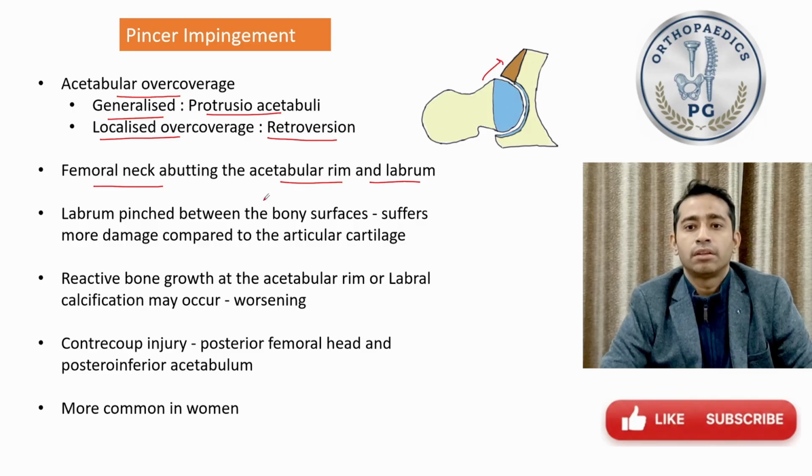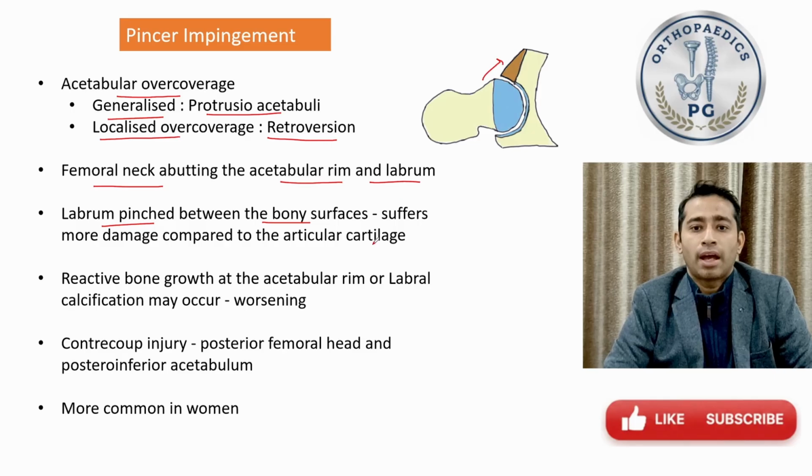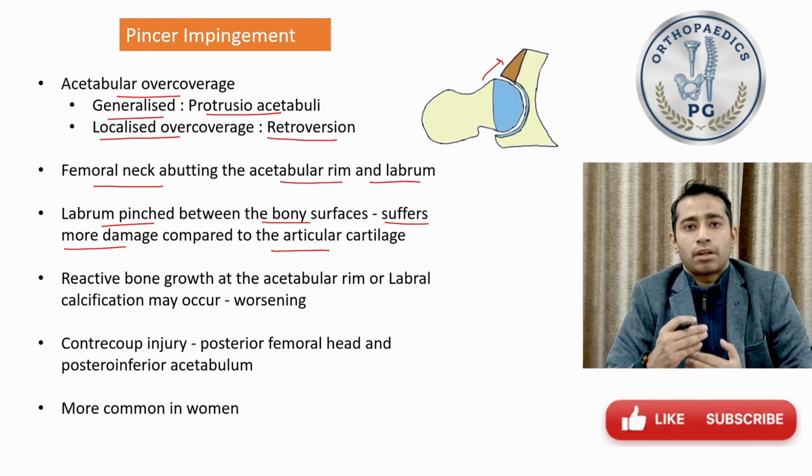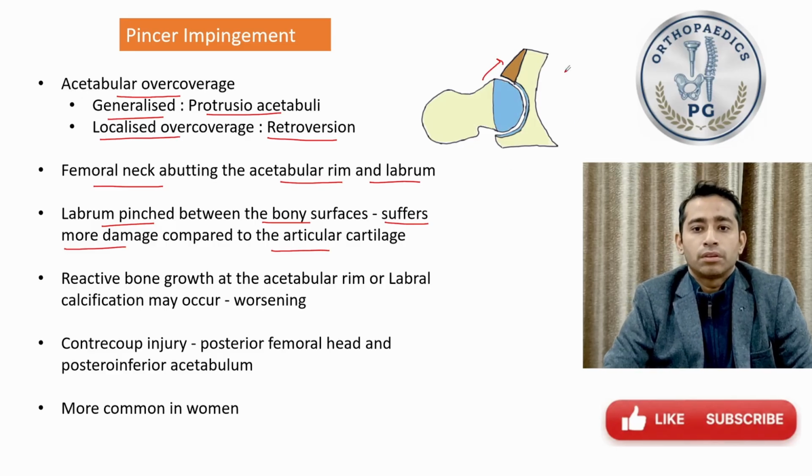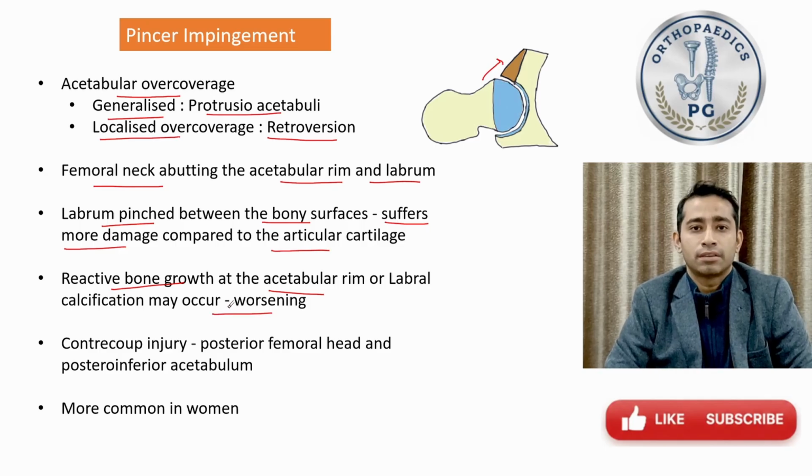The femoral head will abut against this labrum, and the labrum gets pinched between the two bony surfaces, that is the femoral head and the acetabular rim, and in this type of impingement the labrum suffers more damage compared to the articular cartilage. So in cam type we saw that the articular cartilage suffered more damage. However, in pincer type the labrum suffers more damage compared to the articular cartilage. Now due to this continuous irritation, there may be reactive bone growth formation at the acetabular rim, which further worsens the pincer impingement, leading to more over coverage.